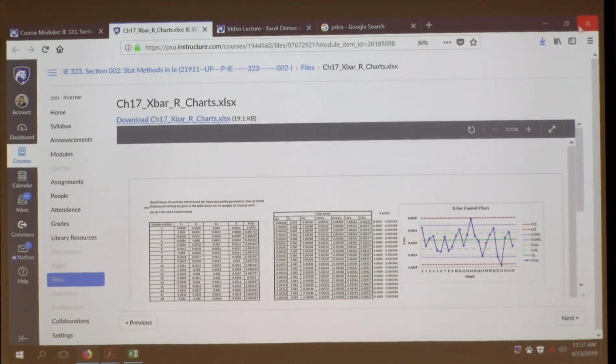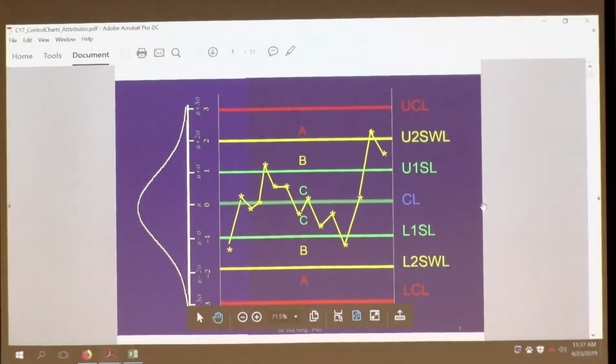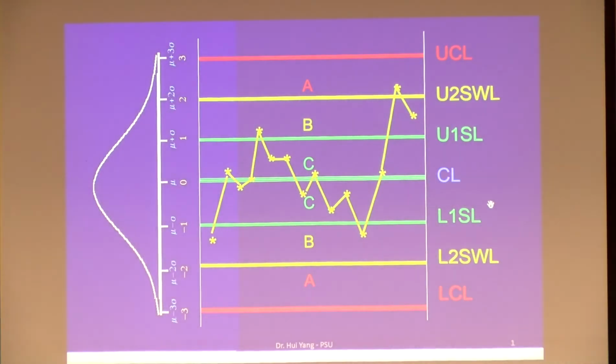Now let's have a look at the control chart for attributes. You see here, for every control chart, we have several components. The first component is the center line, and then I have upper and lower 1 standard deviation lines, upper and lower 2 standard deviation lines, and the 2 standard deviation lines we call warning limits, and the 3 standard deviation lines we call upper and lower control limits. Okay, so this is plus minus 1 standard deviation, plus minus 2 standard deviation, plus minus 3 standard deviation.